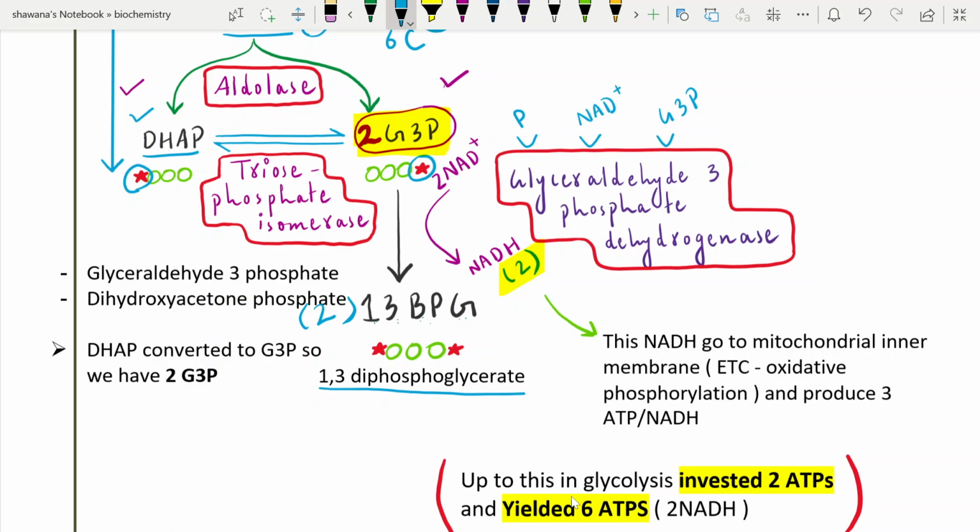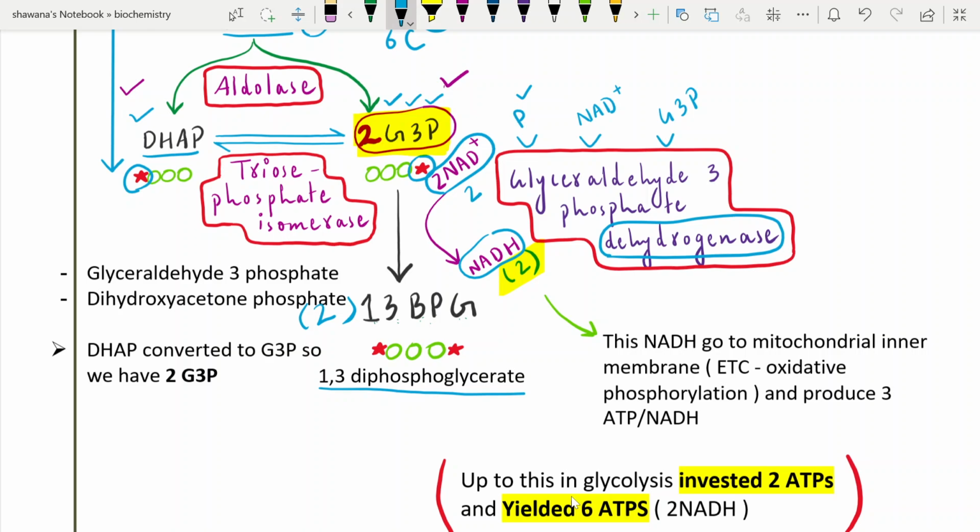How will it occur? In this process, 2 NAD positive is converted into 2 NADH by the action of the enzyme known as glyceraldehyde 3-phosphate dehydrogenase. Just remember glyceraldehyde 3-phosphate, and the enzyme is the dehydrogenase. This enzyme has several pockets. One binds the inorganic phosphate, the second binds the NAD positive, and the third binds the substrate, which is glyceraldehyde 3-phosphate.